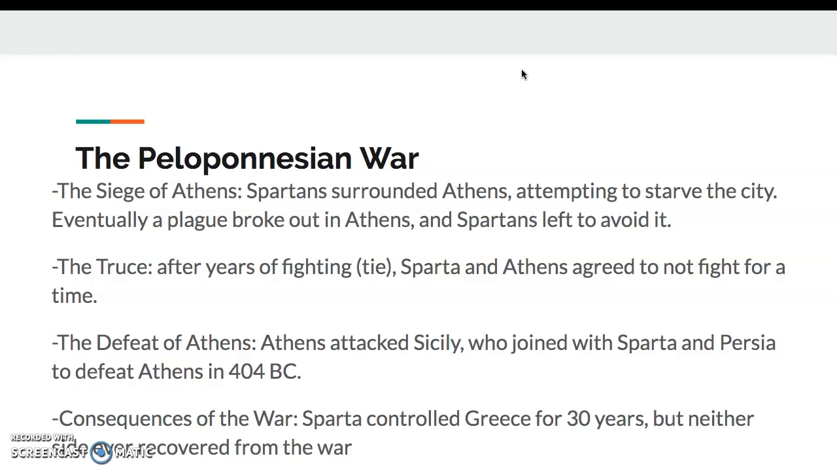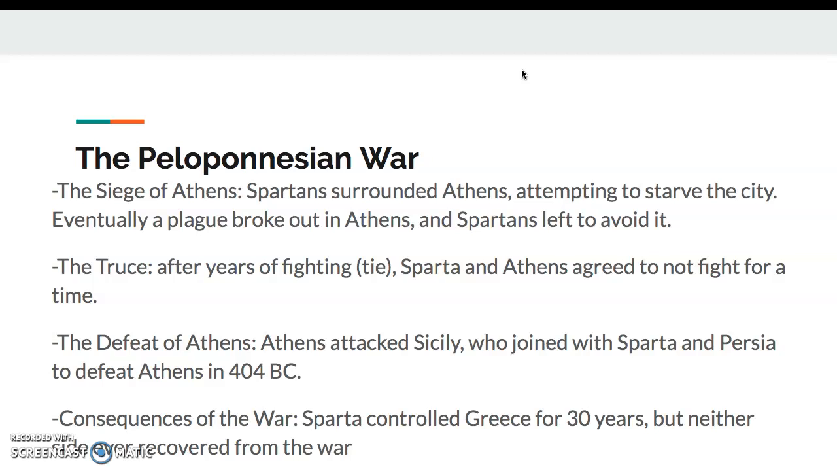The siege of Athens. Sparta surrounded Athens, attempting to starve the city out. However, a plague broke out in Athens, and the Spartans, instead of staying there and potentially contracting the disease, decided to leave. This would lead into what is known as a truce. After years of fighting, Sparta and Athens agreed not to fight for a time, kind of ended in a draw or a tie, to see if they could handle the situation more diplomatically.